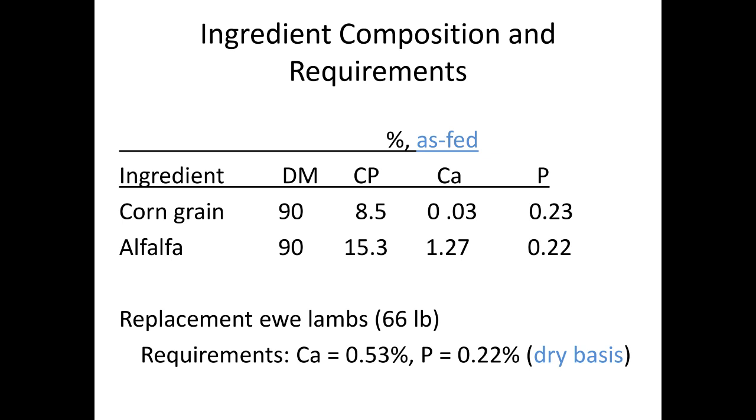We made our ingredient composition table where the units are expressed on an as-fed basis, but the requirements of our animal are on a dry matter basis. And you'll notice that the calcium to phosphorus ratio is at least a 2-to-1 ratio. So again, we need to be mindful of our calcium to phosphorus ratio.